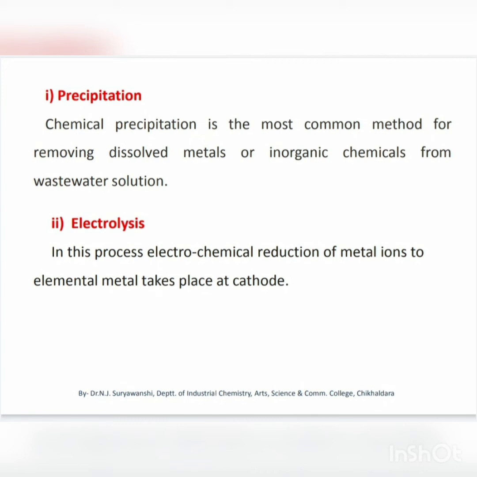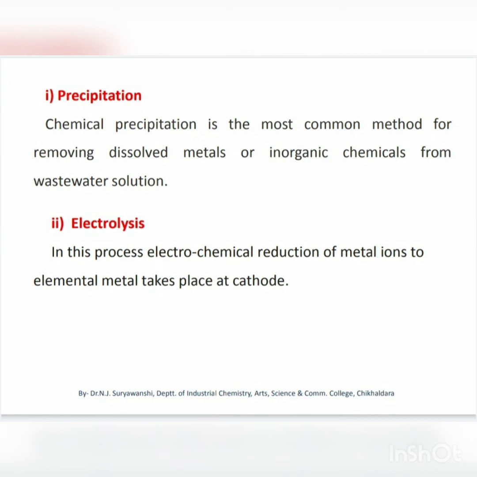How well the process works is dependent upon the kind of metal present, the concentration of the metal, and the kind of reagent used. In hydroxide precipitation, a commonly used chemical precipitation process, calcium or sodium hydroxide is used as the reagent to create solid metal hydroxides.